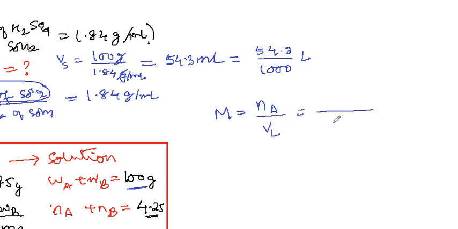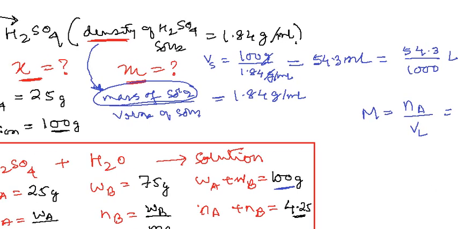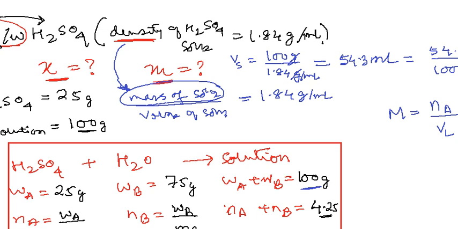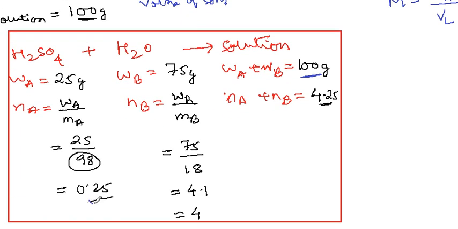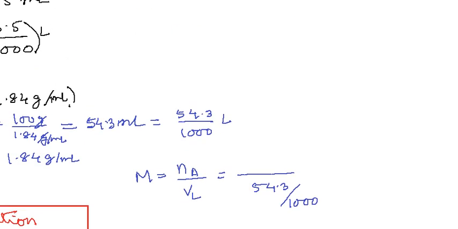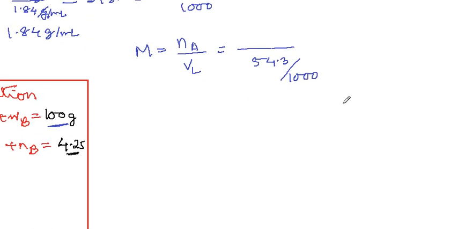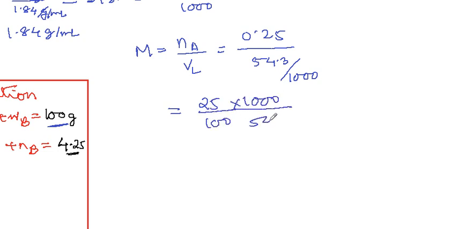The volume that we have is 54.3 over 1000. The number of moles of solute that we have is 0.25. If we put it over here, this is 0.25. Now if you multiply and divide, this would be 25 over 100, and 1000 would go up, and this is 54.3.